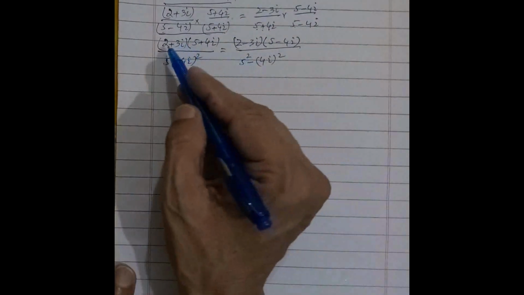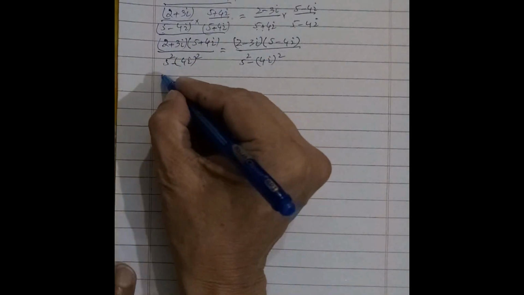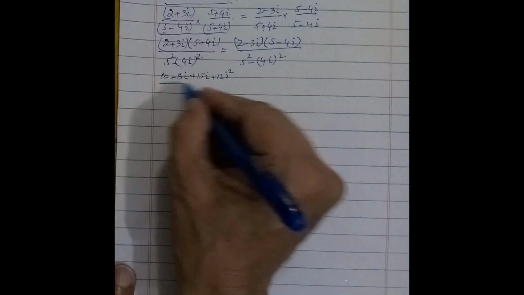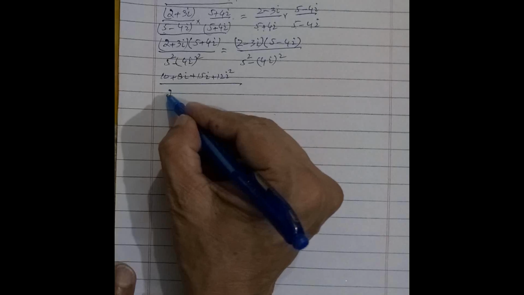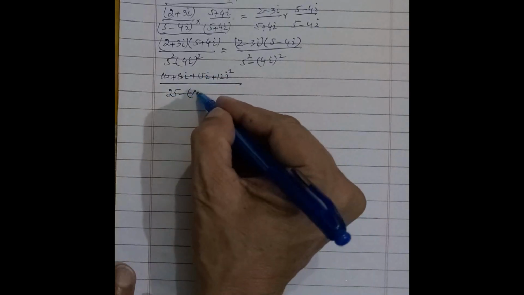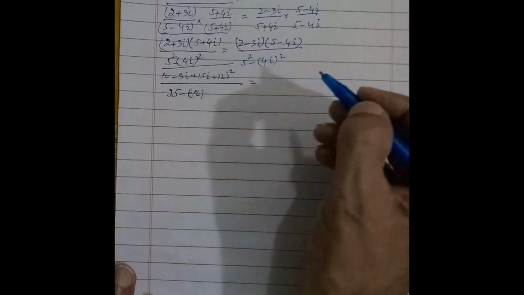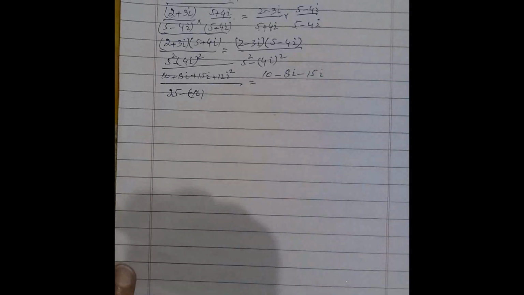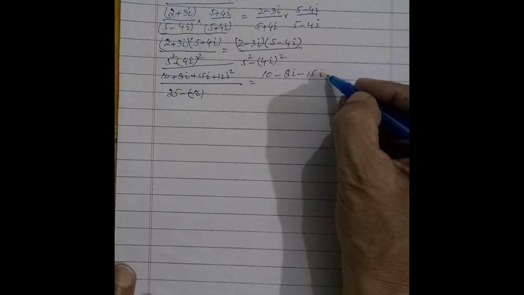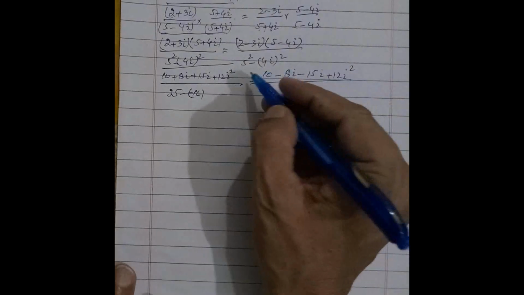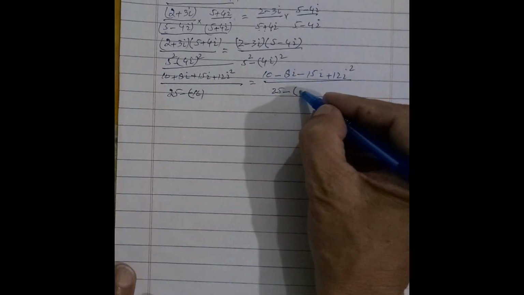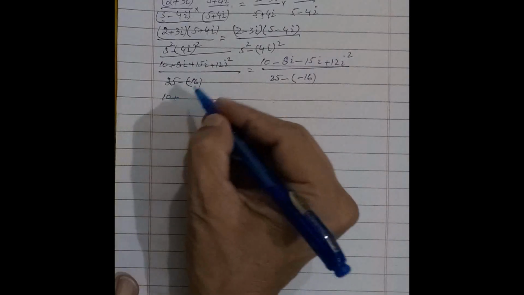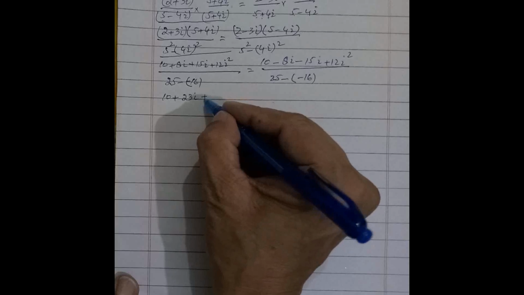Then further simplifying these values, we multiply first these two complex numbers: 2 fives are 10 plus 8 iota plus 15 iota plus 12 iota square, over the denominator a square minus b square, which is 5 square is 25 minus 4 iota square, which is minus 16. On the other side, multiplying these values, we get 2 fives are 10 minus 8 iota minus 15 iota plus 12 iota square, over 5 square is 25 minus 4 iota square, which is minus 16.